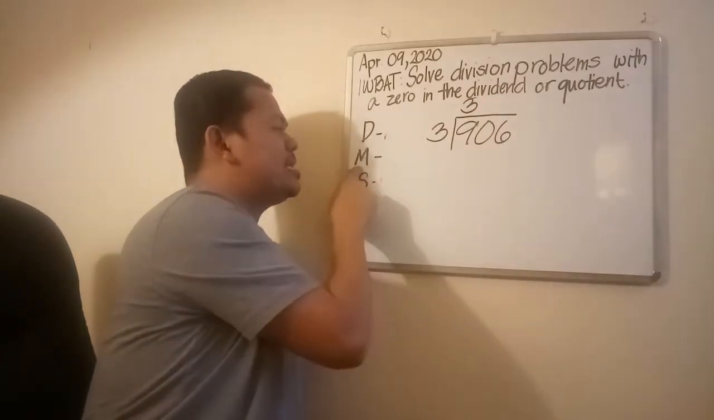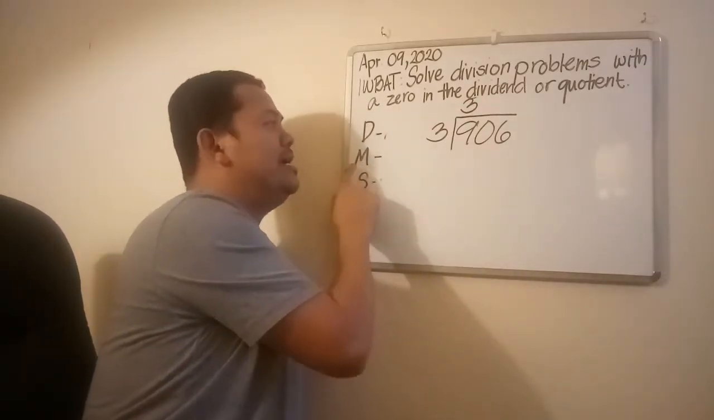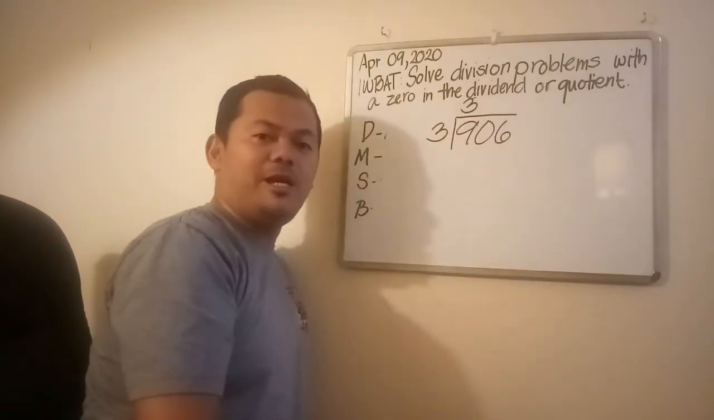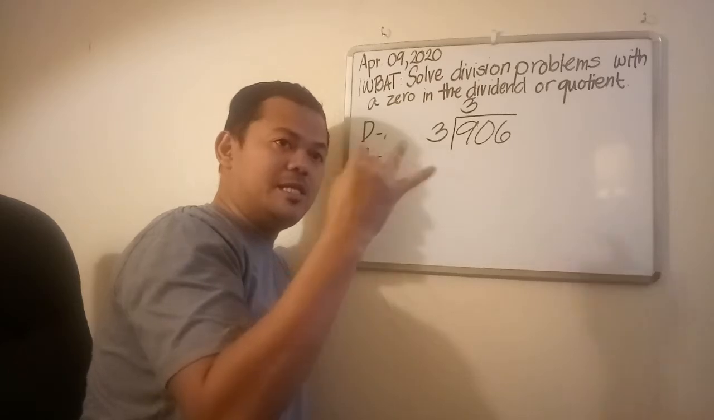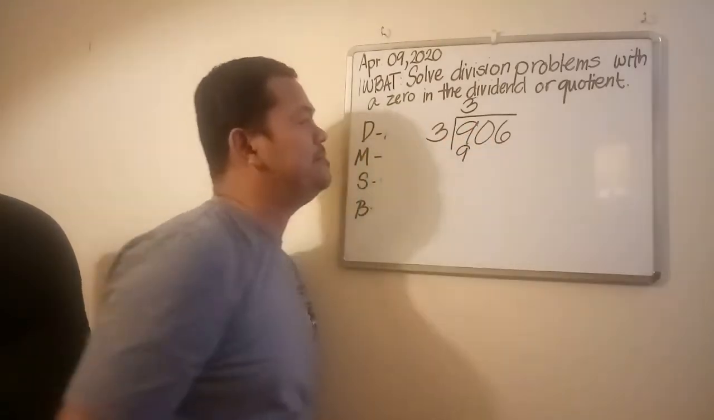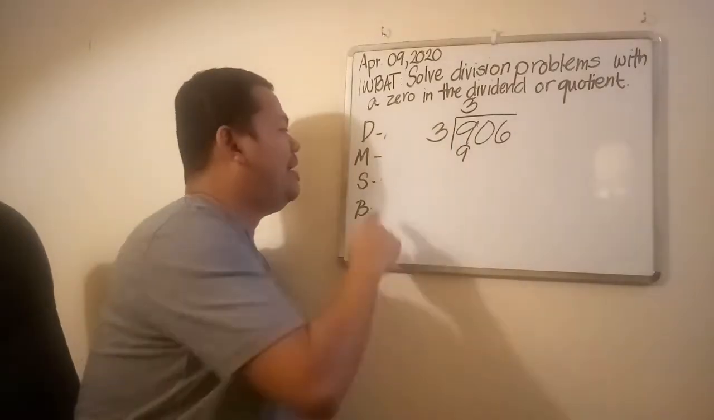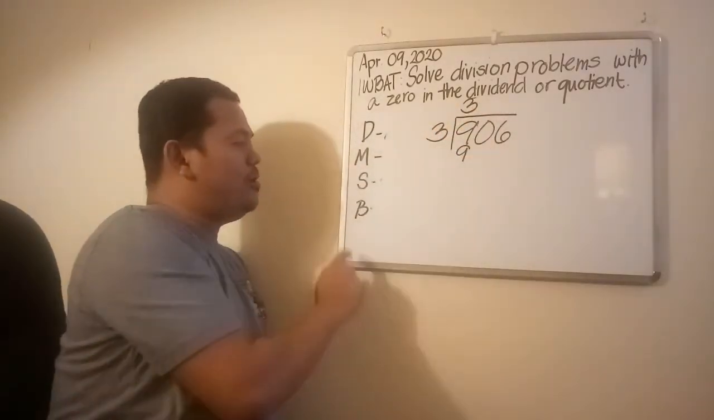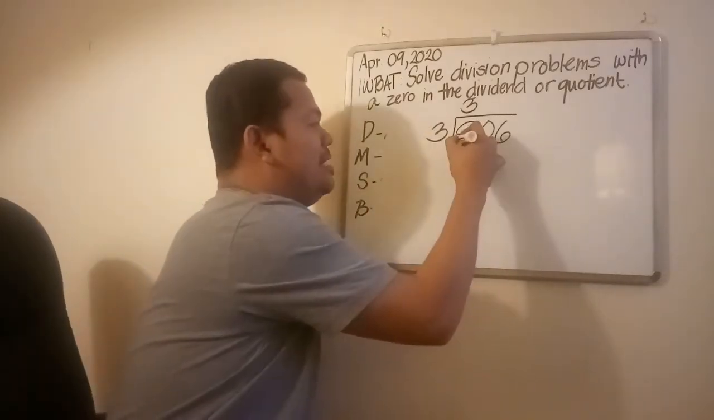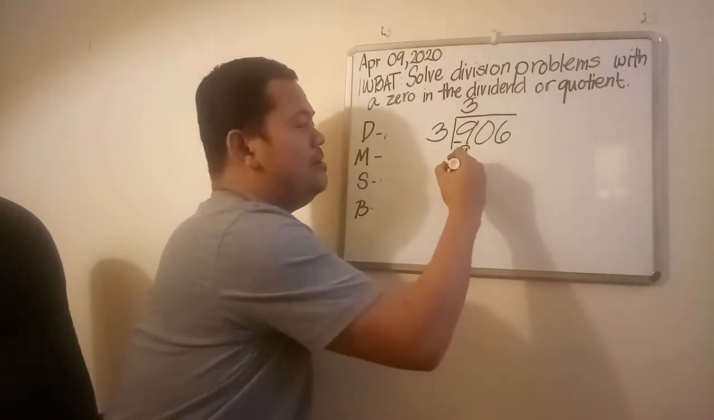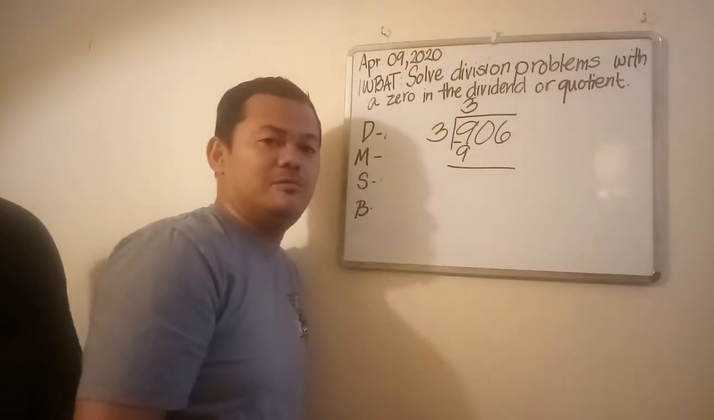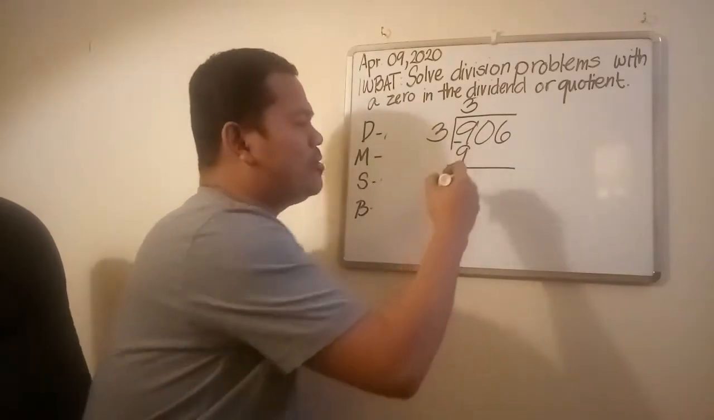After we divide, what's next? We multiply. So we multiply 3 times 3. Let's count again by 3. 3, 6, 9. How much? It's 9. So you're going to write here 9. Okay? Now, after we multiply 3 times 3, what are we going to do next? We are going to subtract. What are we going to subtract? 9 minus 9. There we go. Okay, 9 minus 9 is equal to 0. So let's write here the 0.